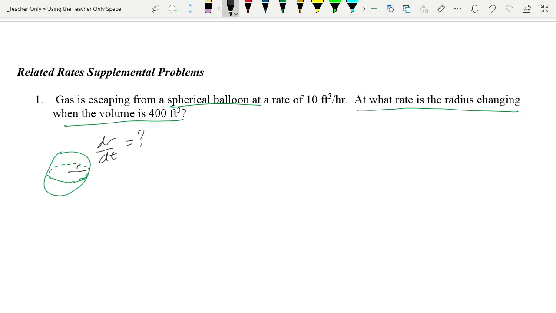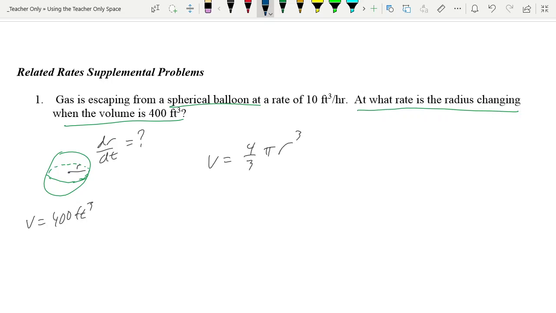So whatever formula we're going to take the derivative of, it better have radius in it. Now, the other thing they tell us is that the volume is 400 cubic feet. So therefore, I'm probably going to want to use a volume equation. The volume of a sphere is 4/3 pi r cubed. Good news: that has a radius in it, and it has a volume in it. So this is looking likely. Now, we cannot substitute in values until after we take the derivative.